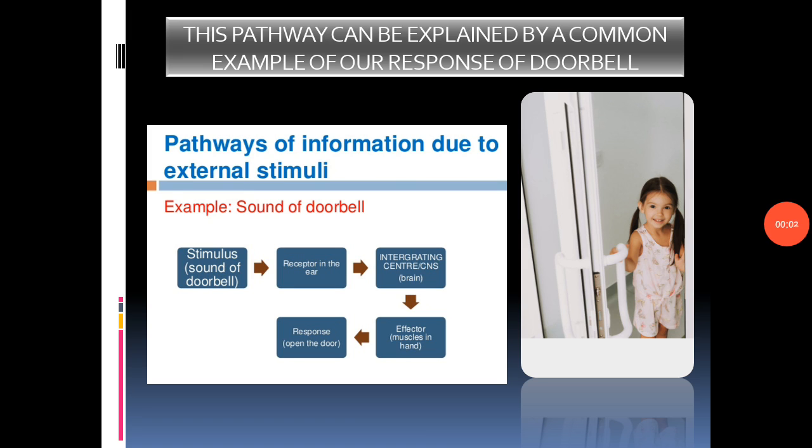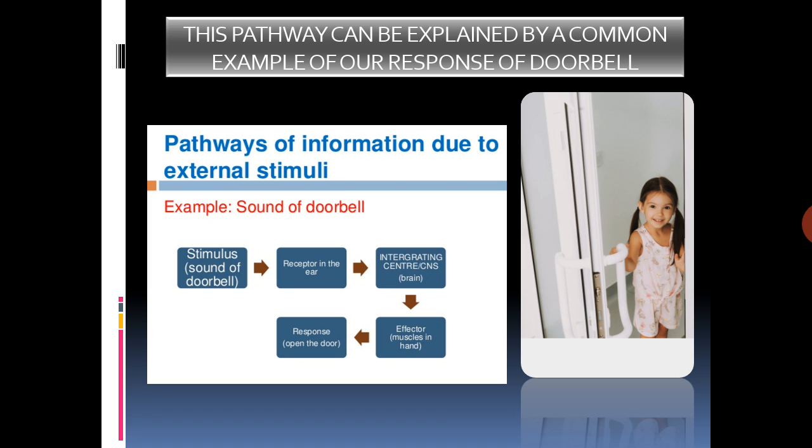This pathway can be explained by a common example of our response to a doorbell. What happens in this case? On hearing the sound of a bell, the receptors which are present in the ear pick up the ringing of the doorbell. Then these receptors trigger nerve impulses. These nerve impulses are transmitted to the brain, and the brain then interprets the nerve impulses that the doorbell is ringing, and the brain also decides that the door should be opened.